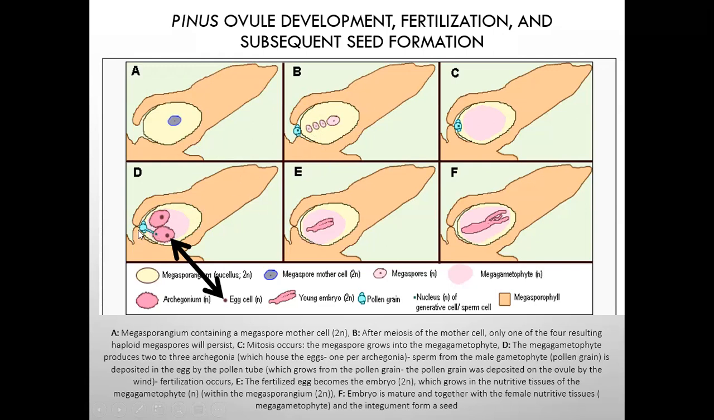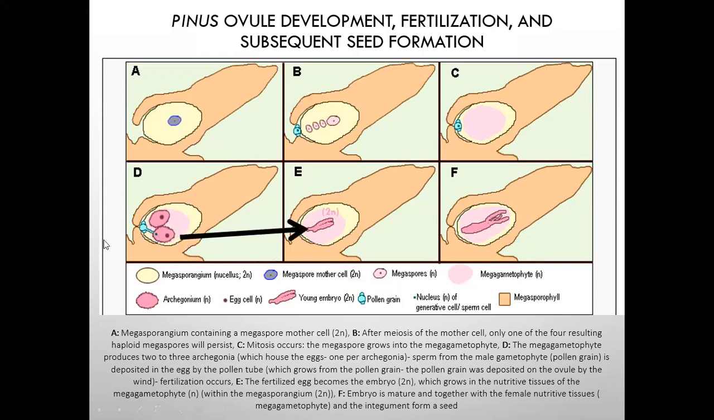So here we see that pollen grain. Now that the eggs are ready, it extends out this pollen tube. And remember, the pollen grain contains our sperm. So then the sperm are able to go through the pollen tube into our archegonia and fertilize the egg. And then we see our nucleus form within our archegonia as well.